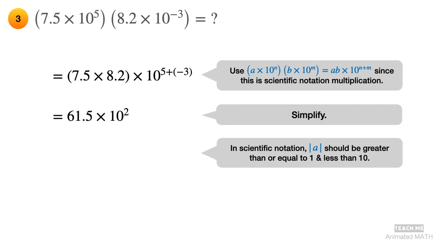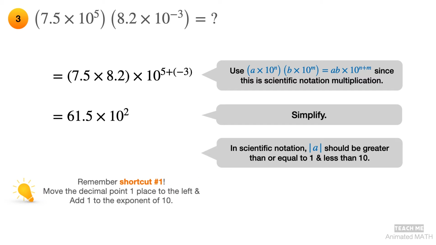So again, 61.5 is greater than 10, which means that the number is not yet in scientific notation. But to make things more exciting, you'll be using the shortcut from the previous problem. And the final answer is 6.15 times 10 to the third power.